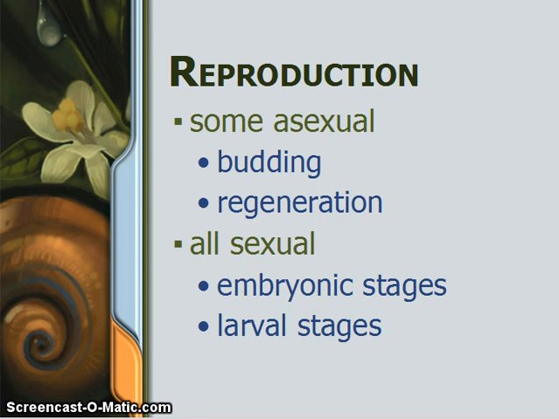All animals are going to be reproducing. Some animals reproduce asexually. All animals reproduce sexually. So some animals have both the ability to be asexual and sexual, but some of them do have this ability of asexual reproduction.